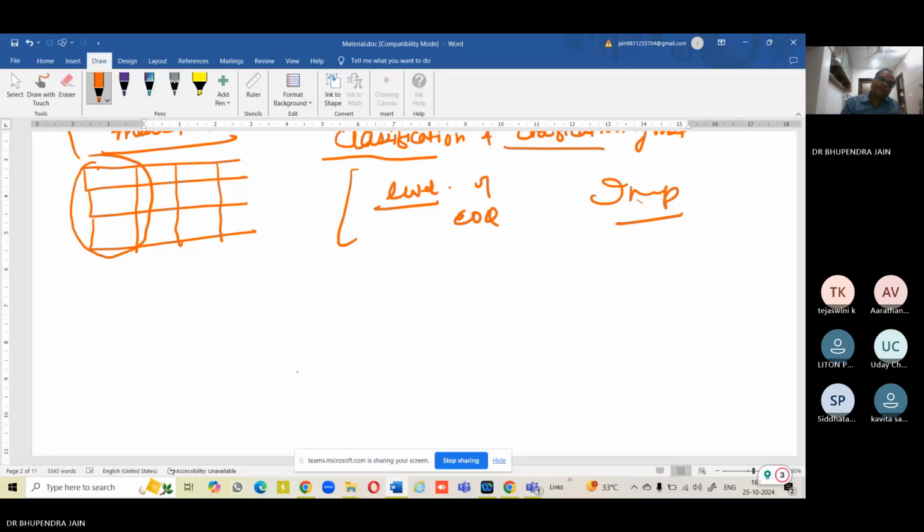And number 5th is the issuing of material.